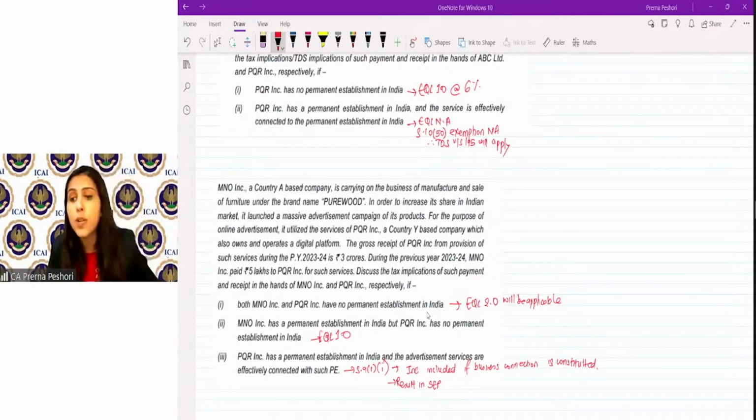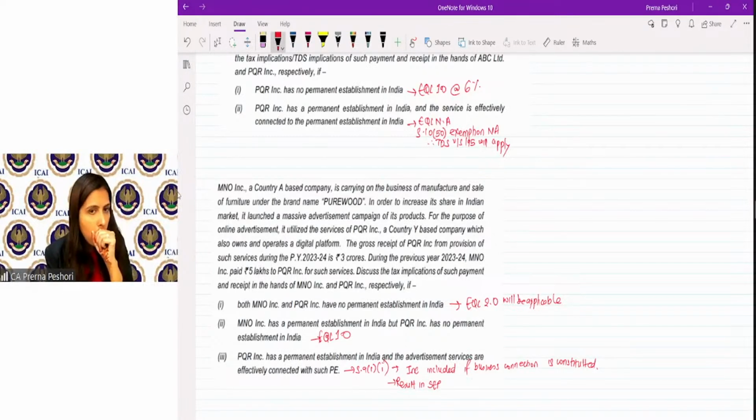Yes, Namrata, I'll just quickly recap. So equalization levy 1 applies on online digital advertisement, online advertisement and online sale of space. The service provider is a non-resident who should not have a PE. Equalization levy will never apply when the non-resident service provider has a PE in India. In that case, you go to section 9(1)(i), business connection, SEP, and you will check that.